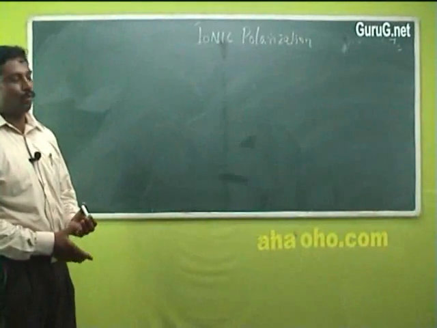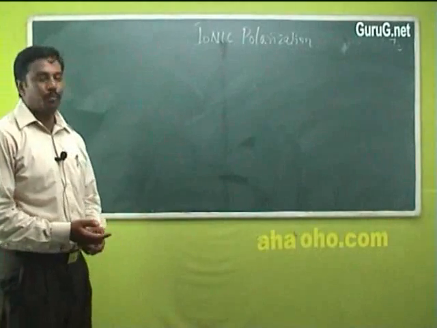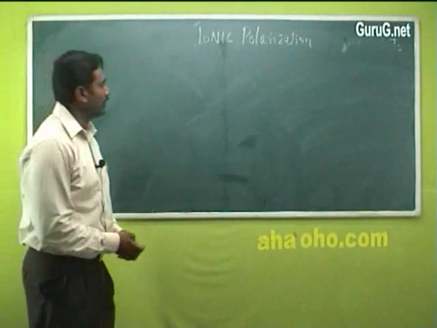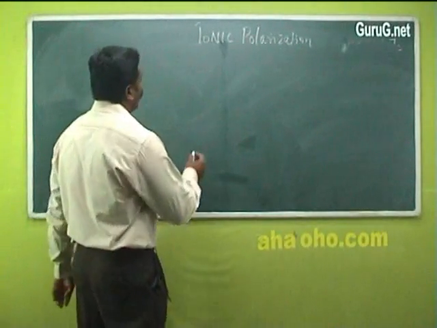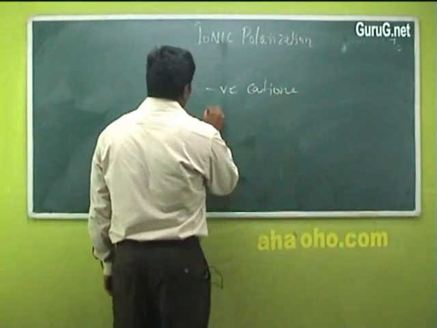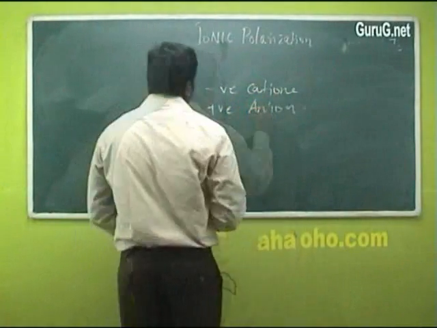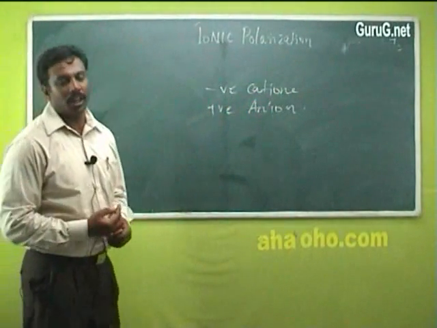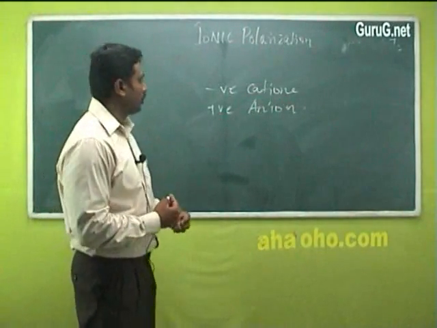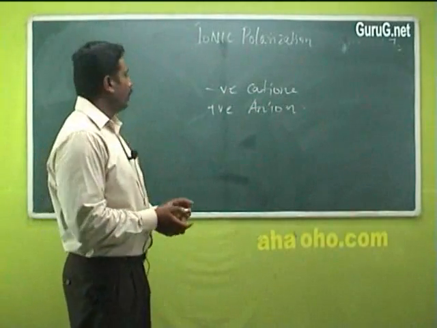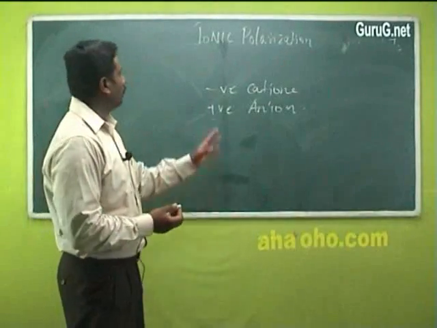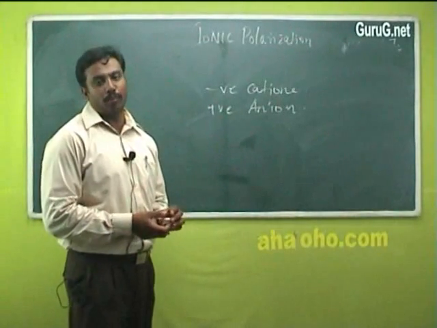The next type of polarization which takes place in dielectrics is ionic polarization. This type of polarization takes place only in ionic crystals. It is the displacement of positively charged cations and negatively charged anions. When an external electric field is applied to ionic crystals, the positively charged cations and the negatively charged anions are displaced, creating a dipole moment. This type of polarization is called ionic polarization.